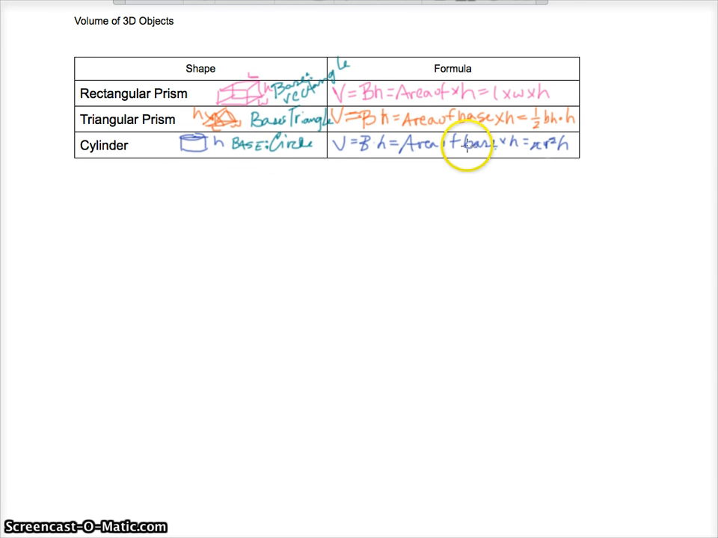Okay, so formulas: pi r squared, 1/2 base times height, and length times width times height. Alright, let's go look at some examples in the next videos.